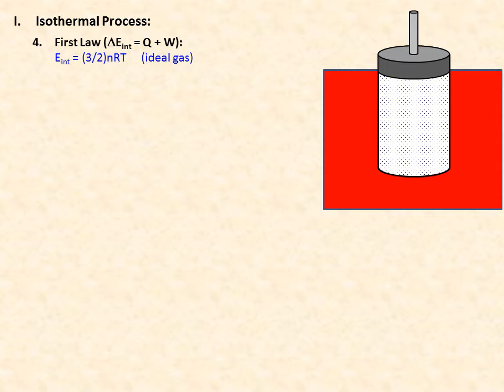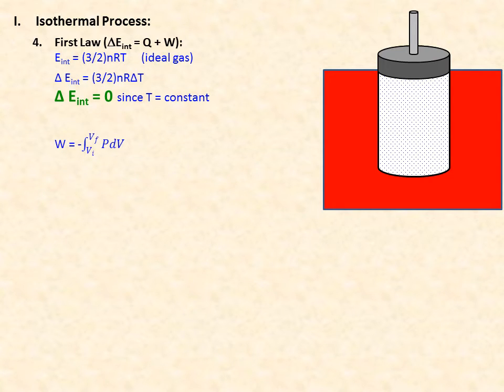Now you can see that what we're really interested in is changes in internal energy rather than the absolute internal energy itself. And you can see here that the change in the internal energy of an ideal gas is related to the change in temperature of the gas, which you can easily see is 0. By definition, an isothermal process is one that takes place at a constant temperature. In other words, the temperature does not change, which means delta T is 0. And we can then conclude that the change in the internal energy must be 0.